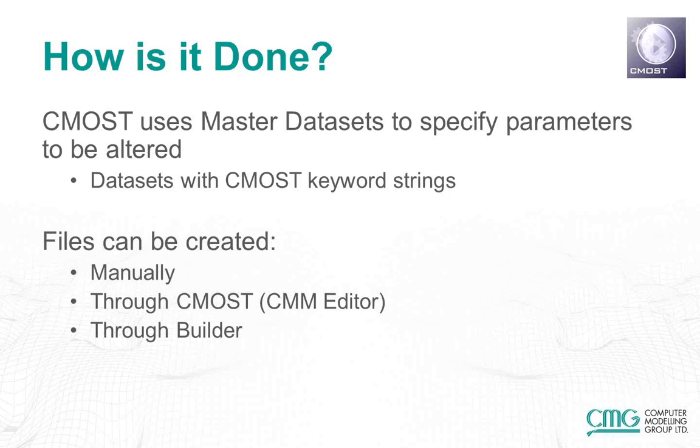To generate this template or this master data set, it can be done in a variety of different ways. One way is to do it manually through a text editor. We can also use the CMOST text editor, which simplifies the process. Or we can also use Builder for selecting the different items that we would want to change in our model. So next I'm going to go through how we would take one of our simulation models and apply it to CMOST.